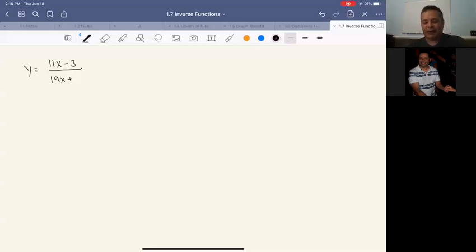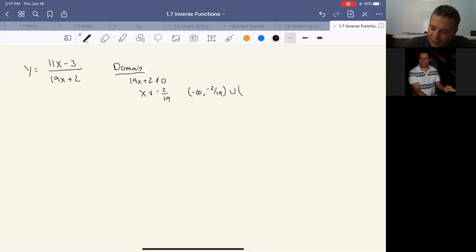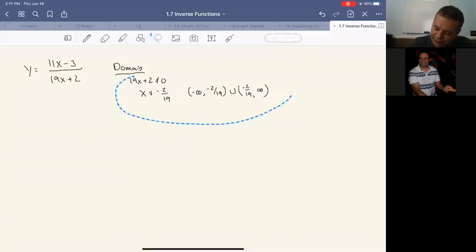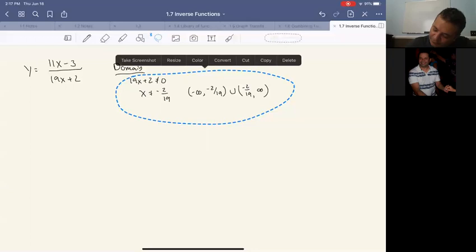Let's take y equals 11x minus 3 over 19x plus 2. Okay, so now the domain. I can't have 19x plus 2 equal to 0. x is not allowed to equal negative 2 over 19. So negative infinity to negative 2 over 19, together with negative 2 over 19 to infinity. Let me put that in blue.